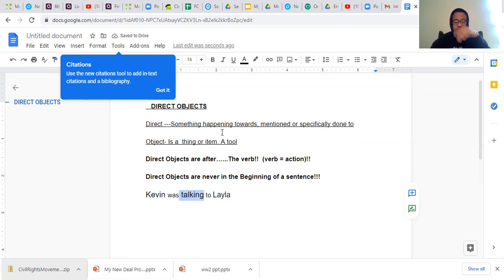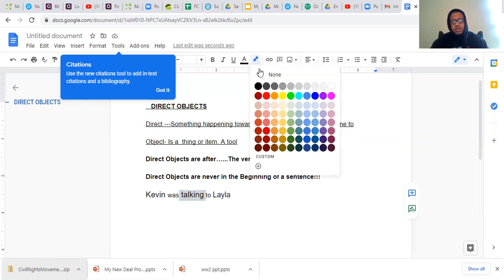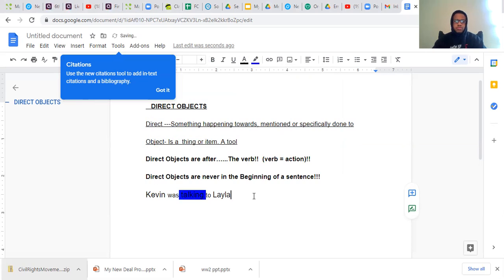First thing we need to identify, the action. What is the action taking place? The action, the thing that the person is doing, is talking. So Kevin was talking to Layla. Let's highlight our action blue. Talking is the action. Kevin was talking to Layla.